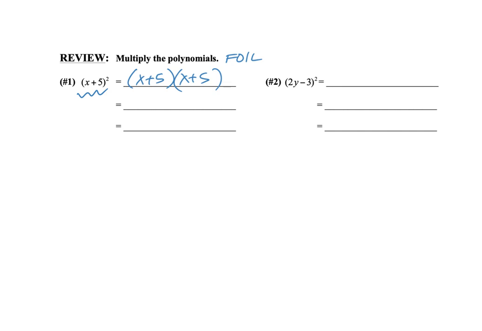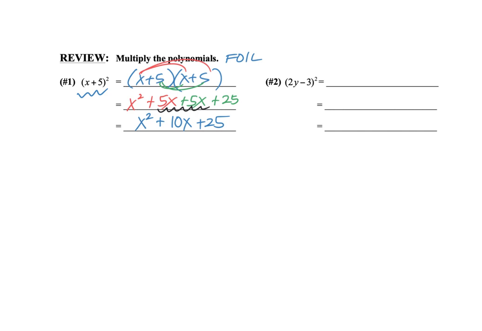This time, both of these terms have pluses in the middle. So when I FOIL, first gives me x squared. Outside is a positive 5x. Inside is another positive 5x. And last is 25. So now I still have like terms here, but those like terms double, right? This is x squared plus 10x plus 25.